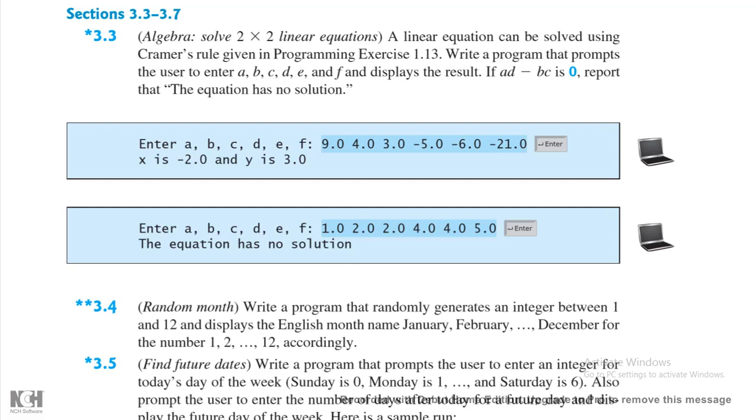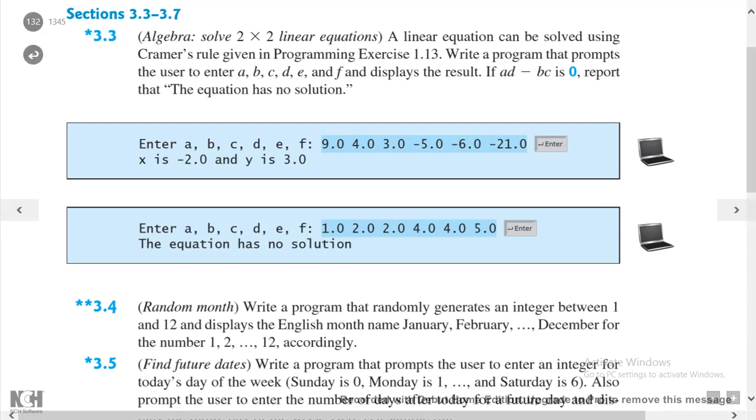A linear equation can be solved using Cramer's rule given in programming exercise 1.13. So we gotta write a program that prompts the user to enter A, B, C, D, E, and F and displays the results. If AD minus BC is 0, report the equation has no solution. It seems like we're gonna have to go to exercise 1.13. That way we can better understand the problem.